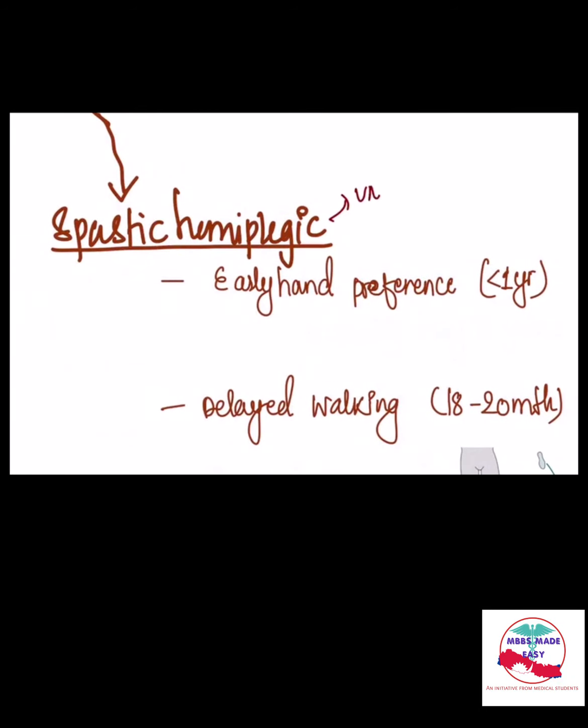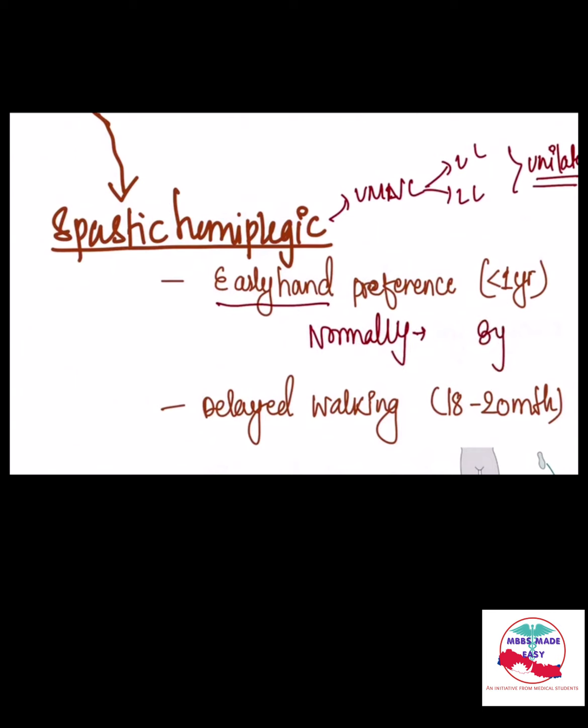Finally there is the spastic hemiplegic type of cerebral palsy. There is an upper motor neuron type of lesion in both upper and lower limb, but it is only unilateral, only on one side. Because it is unilateral, the child is going to develop early hand preference. Normally we become either right-handed or left-handed by 3 years of age. But if a child is right-handed or left-handed at 1 year of age or less, it is called early hand preference or early handedness, and it is one indicator of cerebral palsy. Why?